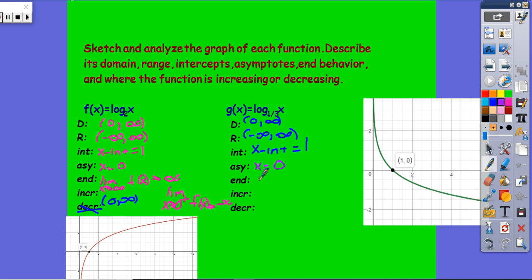Your end behavior, it's the limit as x goes to positive infinity. F of x is going to negative infinity. And then the limit as x goes to 0 from the positive side, only from the right-hand side, f of x is going to positive infinity. Now, this graph, it's never increasing, but it is decreasing from 0 to positive infinity.